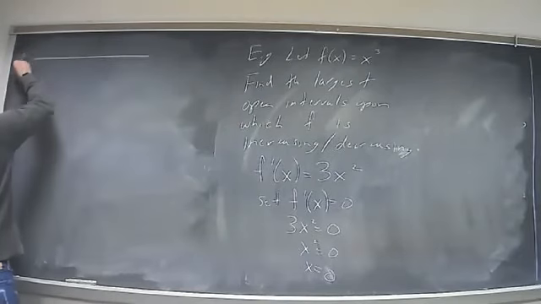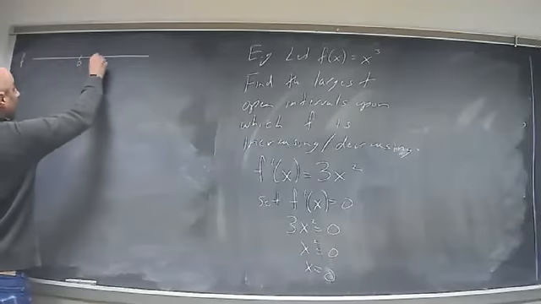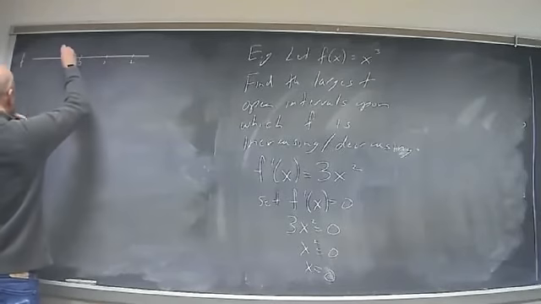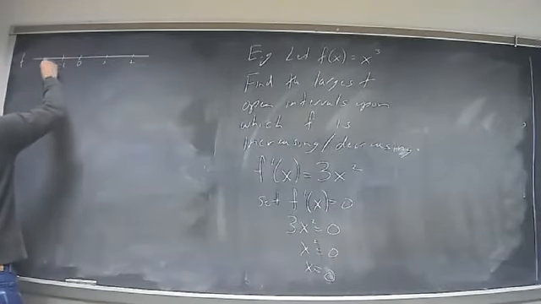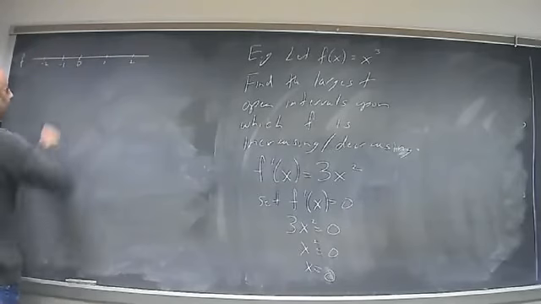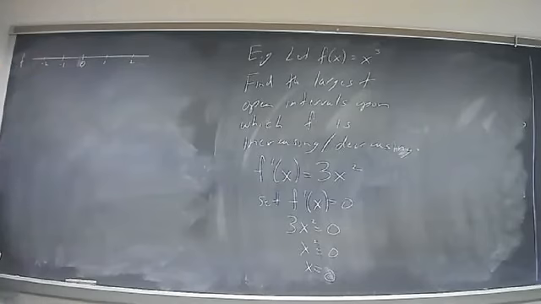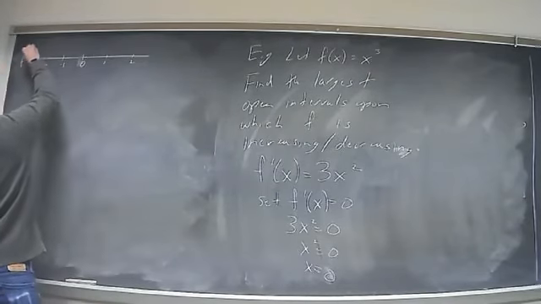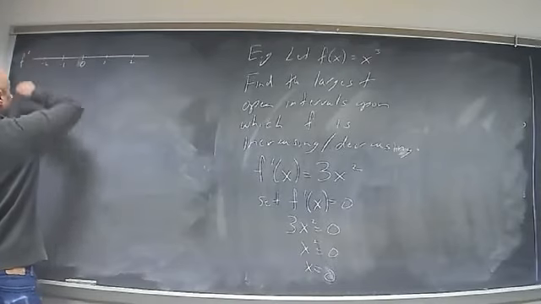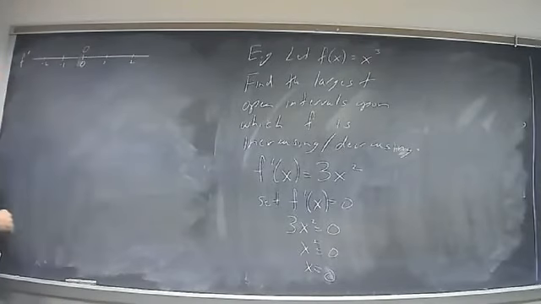Make a sign chart. And the derivative is 0. Oh, sorry, this should be f prime. We're making a sign chart for f prime. Derivative should be 0 at x equals 0.